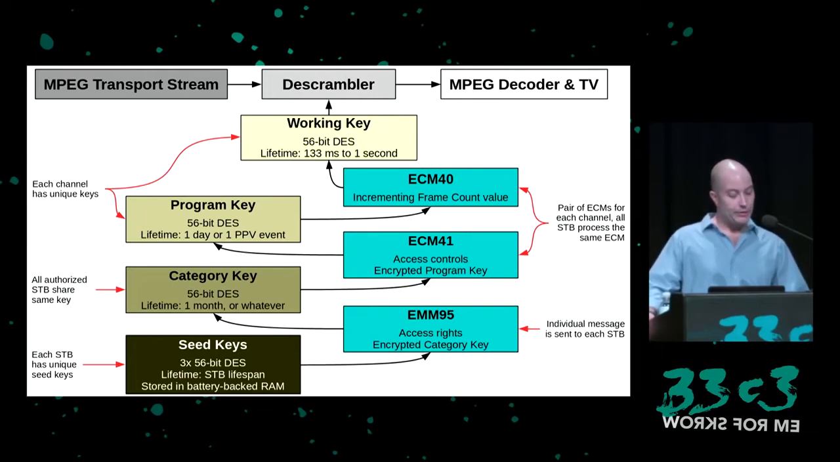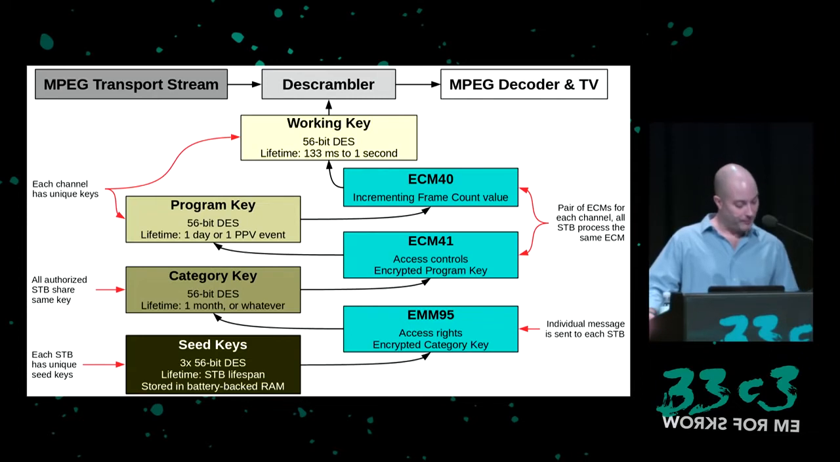The program key is unique to each channel, and it changes daily or for every pay-per-view event. The category key, also DES, is shared by all the set-top boxes that are authorized for any channel from this provider. The category key is sent to each set-top box individually inside the EMM95 message, and this category key typically changes monthly, but many cable operators change keys much less frequently, some of them using the same key for years at a time.